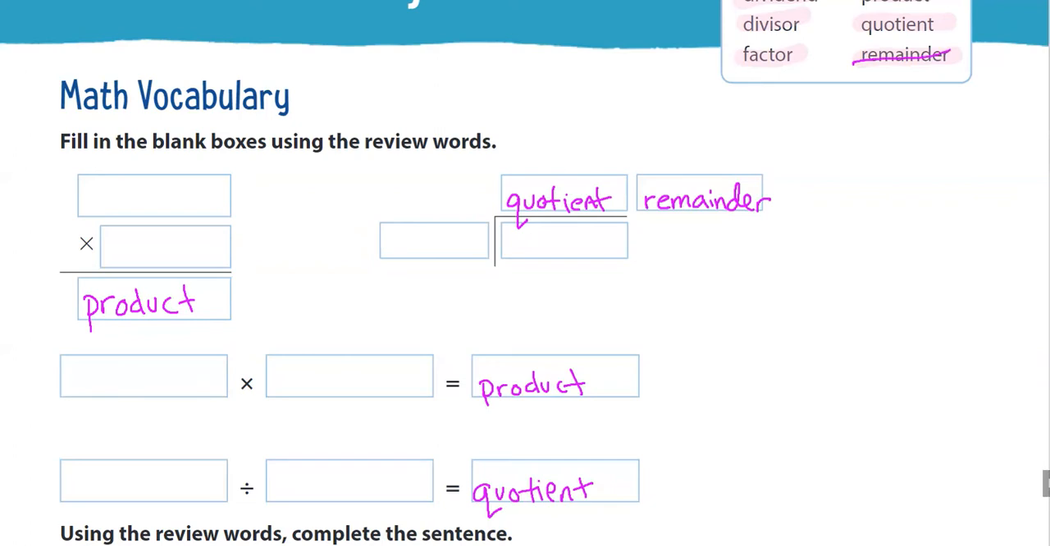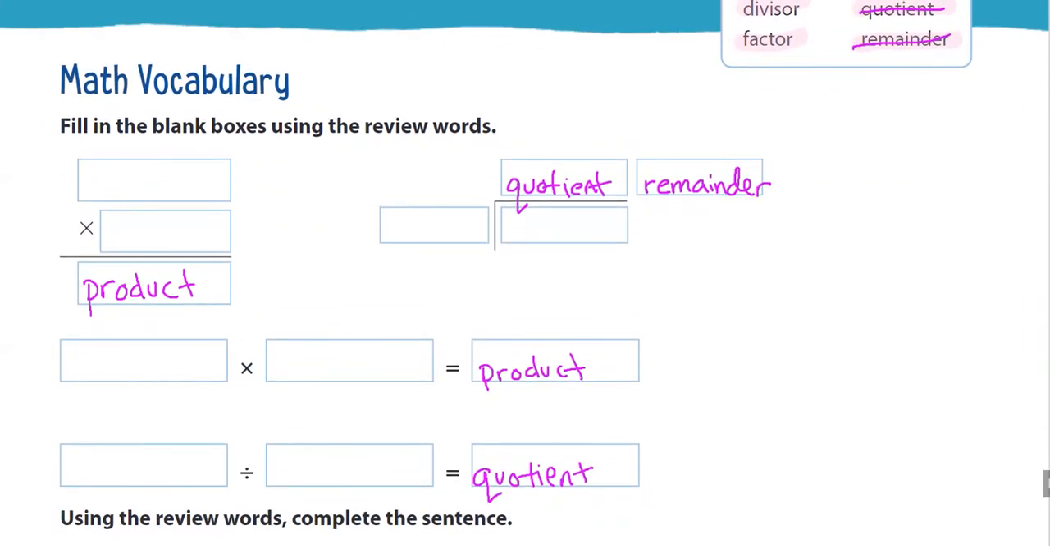Alright, so now we've got quotient used and remainder used. The words we have left are divisor, dividend, and factor. You can probably guess that divisor and dividend go with the division. But what you may not remember is which one goes where. So the dividend is what we're cutting up. So that goes in there, but it's also the first one in this format of problem, dividend. Think of that as the pizza that we're sharing.